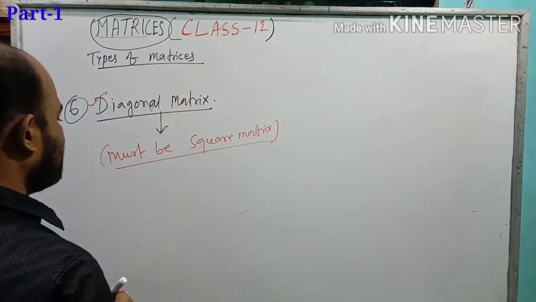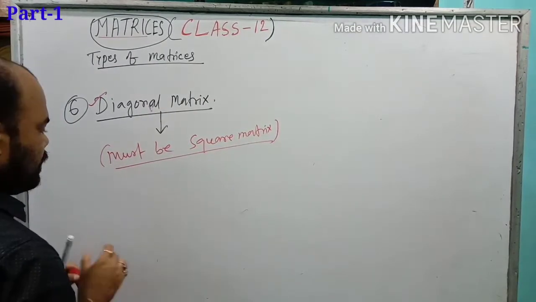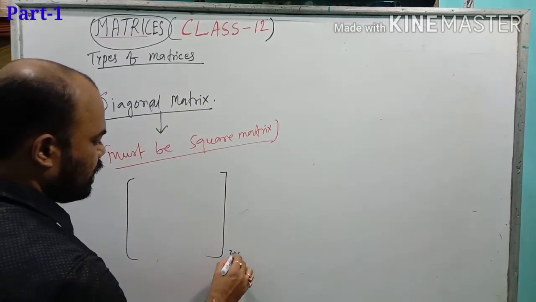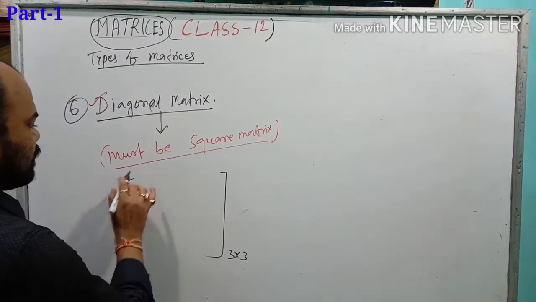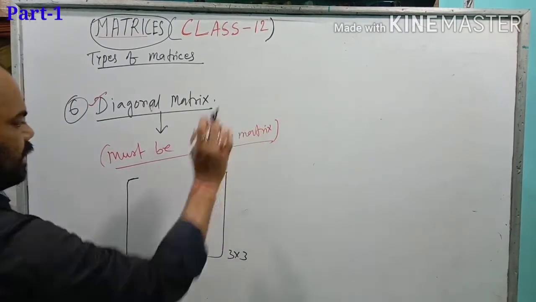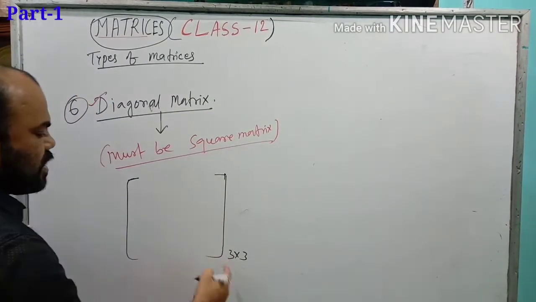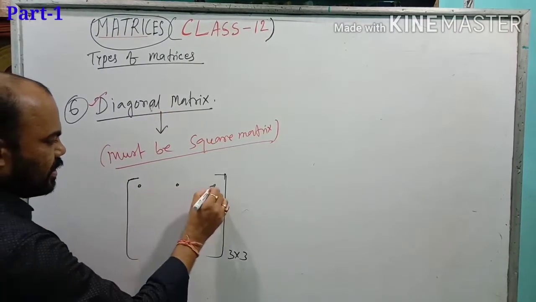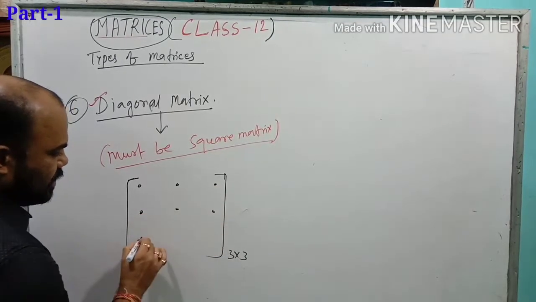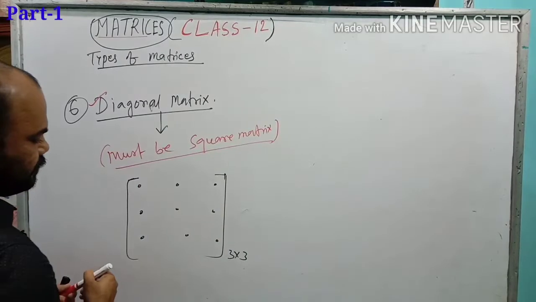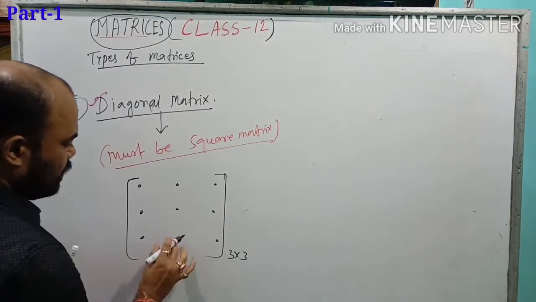Now what is a diagonal matrix? Before that, let us take a square matrix. It is of order 3 by 3. In your syllabus only 3 by 3 matrices are there, 2 by 2 and 3 by 3. Let us take a square matrix of order 3 by 3. I am not writing the elements, just indicating the positions of the elements. 9 elements are there, 3 into 3. Now see, it is in the form of a square.